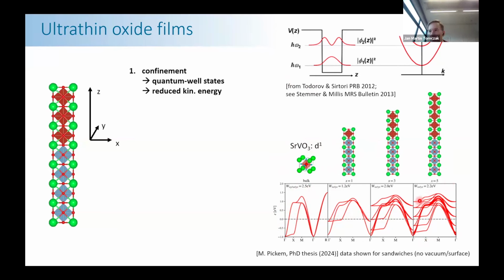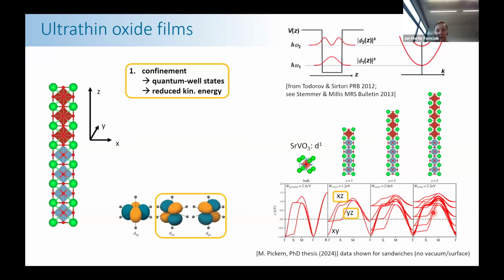Of course, there's a connection between the deposition direction and the direction of the orbitals that are dominating the character of these bands. So you have orbital physics coming into play, whereas the in-plane orbital will be relatively unaffected; these quantum well states emerge for the xz and yz that have an orientation in the z direction. And on top of that, you have a reduction of kinetic energy because, of course, you cannot hop into the vacuum.